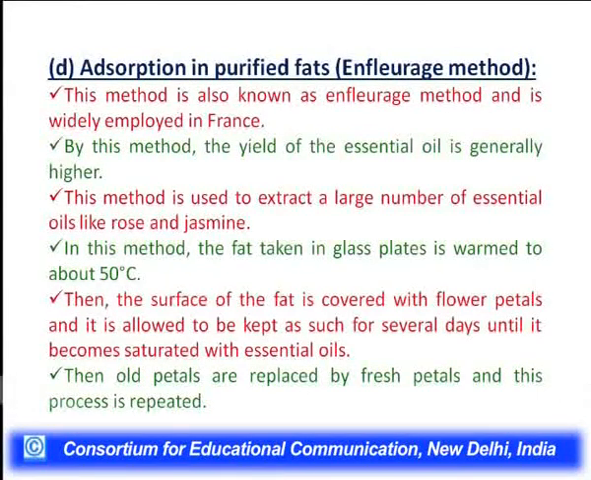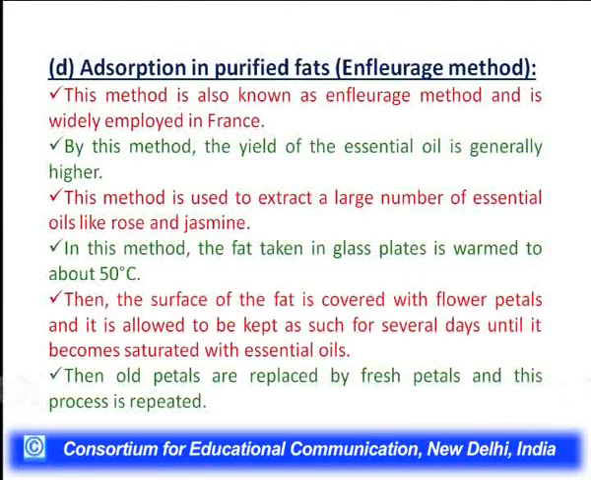Then another method is the adsorption method, in which the oil is adsorbed on fat, so it is also called the enfleurage method. This method is basically employed in France. By this method, the yield of the essential oil is generally higher. This method is used to extract a large number of essential oils like rose oil and jasmine oil.